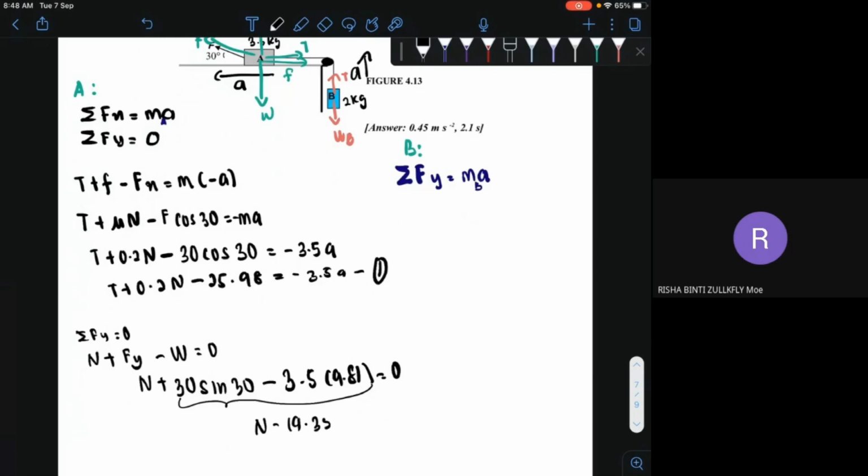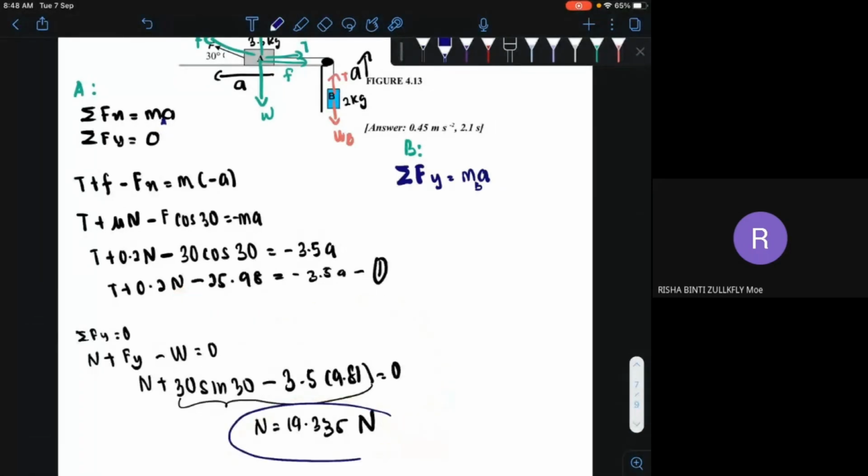19.33.5 is equal to 0. So saya nak bawa yang ni ke kiri. Saya boleh dapat terus nilai force saya. Normal force is this much. So now I can take this normal force and substitute into here.